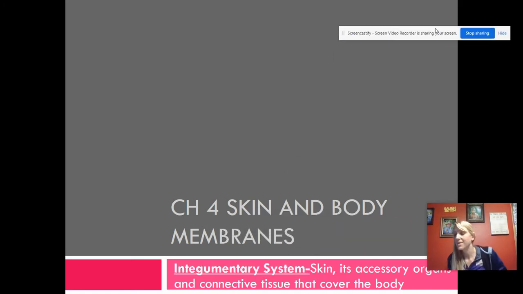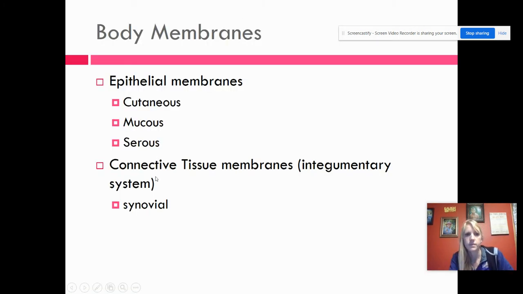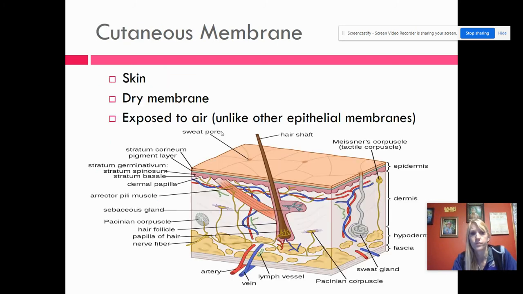This chapter is about the integumentary system. The integumentary system is basically the skin, its accessory organs, and the connective tissue that covers the body. Here's the two different membranes in this chapter. You have epithelial membranes, which we talked about in chapter 3. That's cutaneous, mucous, and serous. And then the only connective tissue membrane that we talk about is synovial.